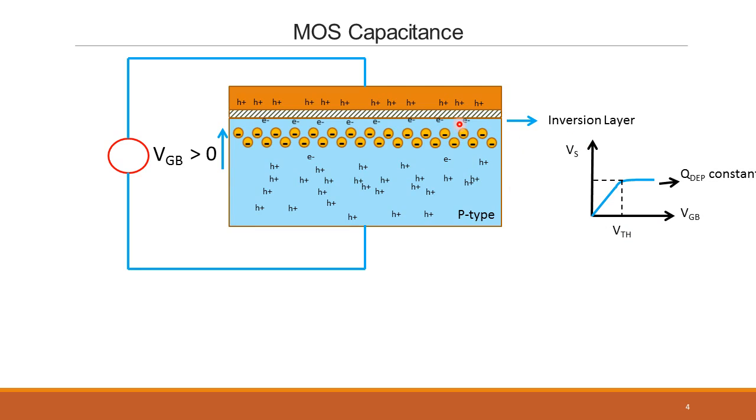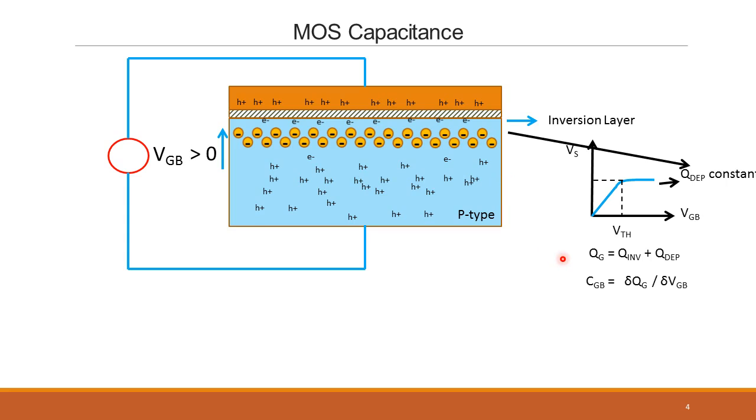Now because the voltage doesn't change, the depletion region also doesn't change too much, because the depletion region depends on this potential here. So that doesn't change too much. So Q depletion remains constant. And the Q depletion is slightly below the inversion region.